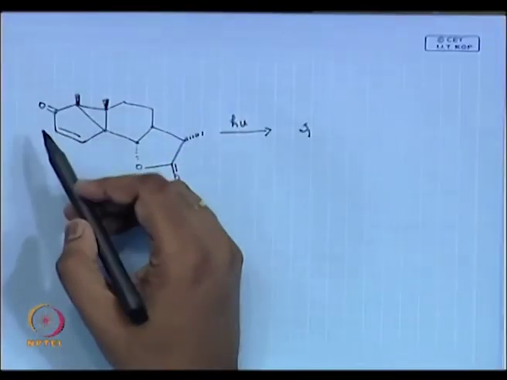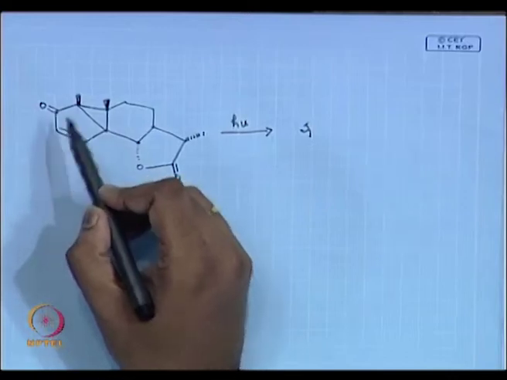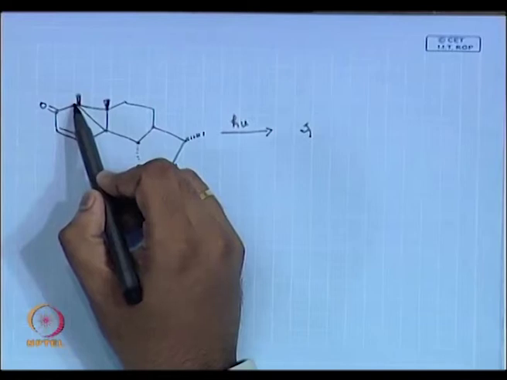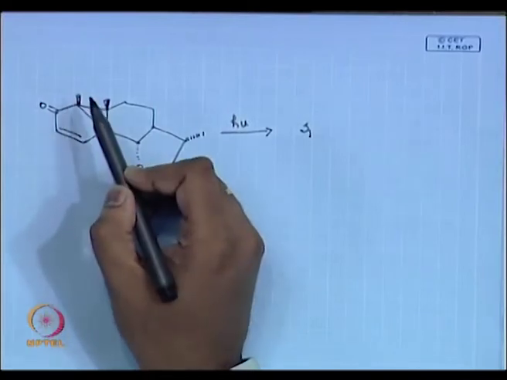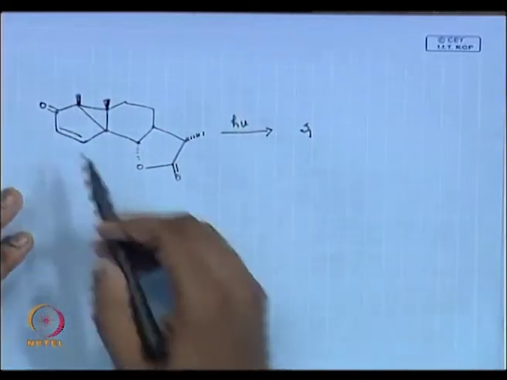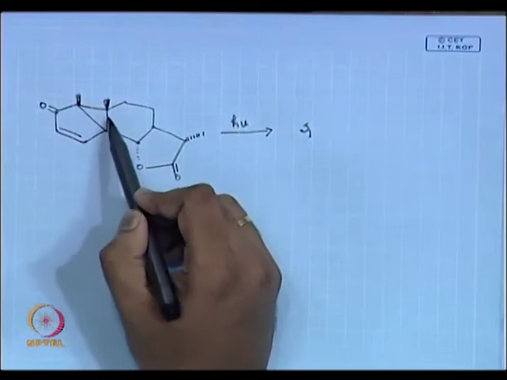In this case, can I look for an alpha cleavage? How can you think of looking for an alpha cleavage reaction? I do not think so. If I do an alpha cleavage here, it is not facile, it is not going to happen. If I do an alpha cleavage here, again it is not going to happen because I am putting a radical on a strained ring. So that is not possible. Then I am left with the choice of beta cleavage.